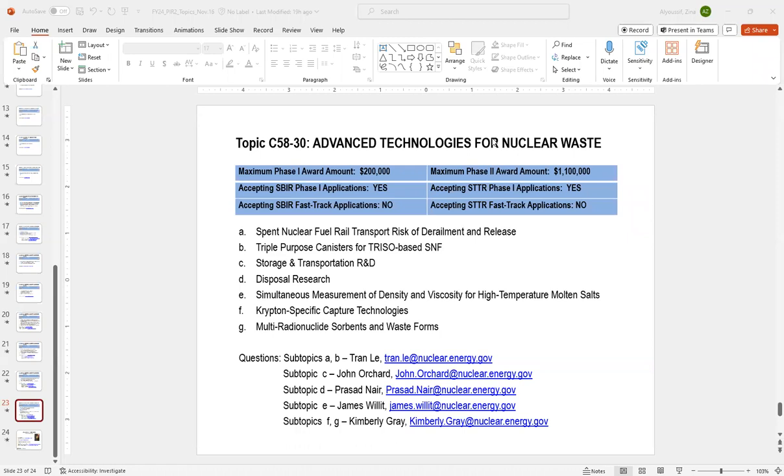And topic G is for multi-radionuclide absorbents and waste forms. So this is for absorbents that have the ability to simultaneously capture more than one gaseous radionuclide from the off-gas stream, and then with a clear path to mobilization of that material into a durable waste form.